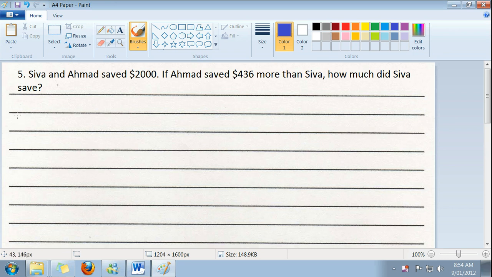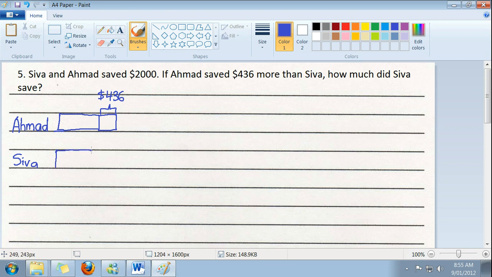Let's write down, whoops. We have Ahmed and we have Siva. So this bar represents how much Ahmed saved. Now I'm going to draw an extra bar here. And this represents 436. Okay.